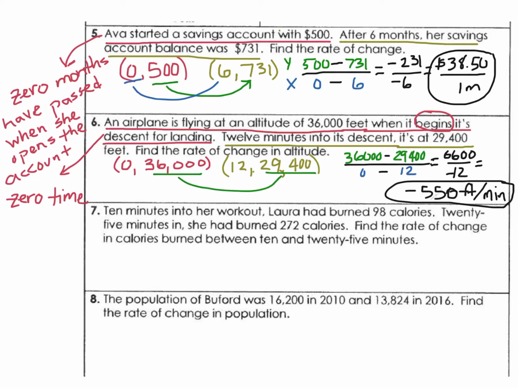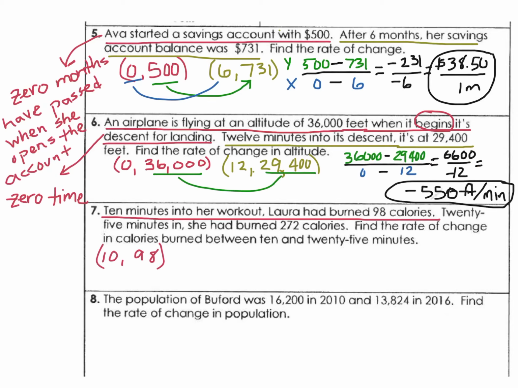All right, let's look at number 7, which is a little more direct. Whenever your initial value, the time is 0, sometimes it can be difficult to identify that. But with an example like number 7, it's not difficult at all. The very first sentence is very direct. 10 minutes into her workout, Laura had burned 98 calories. So that means 10 and 98. That's my ordered pair.